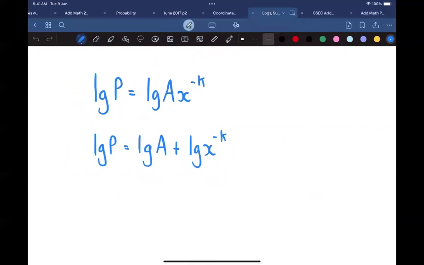Okay, so that will be log P equals log A plus. I'm not sure about this, because if you're taking the minus K, would it still be plus minus K log X? You're correct, but where's our plus by a minus? A positive by a negative.